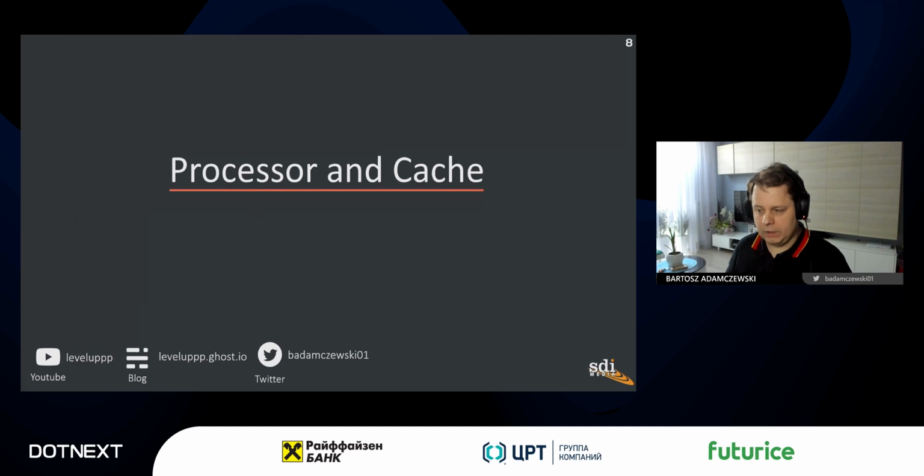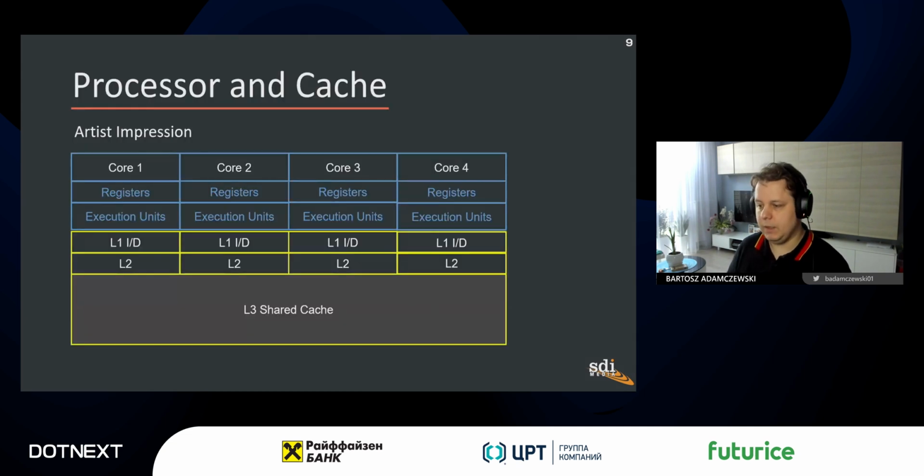But in order to be able to understand it, we have to explain the processor and cache a bit, because we're not going to explain the whole thing because it's very complicated, but we have to explain some things. So a typical processor currently is a multi-core processor.